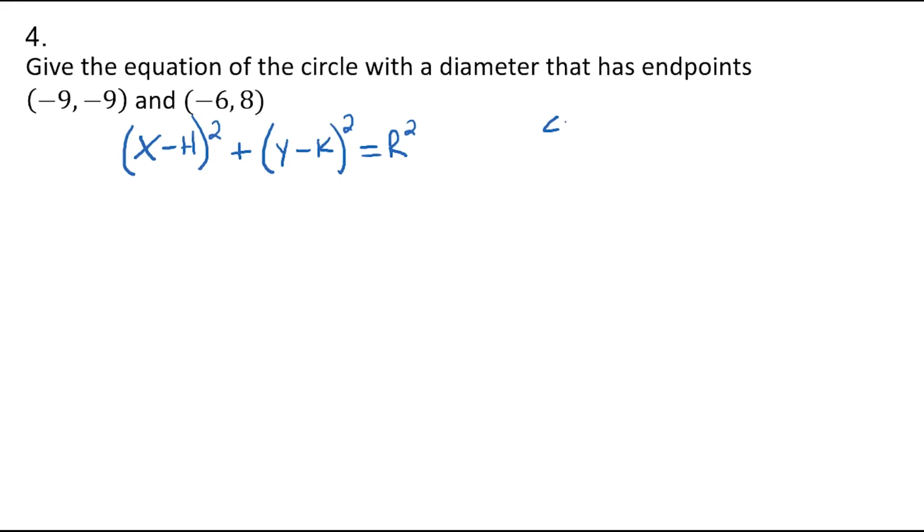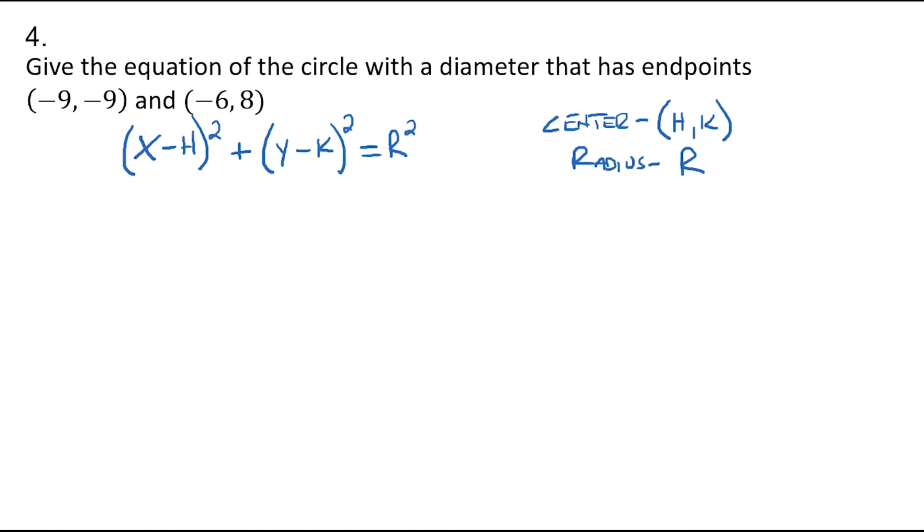And remember that the center is the values h, k, and your radius is capital R. So we don't have any of this information. We don't have the center, nor do we have the radius.